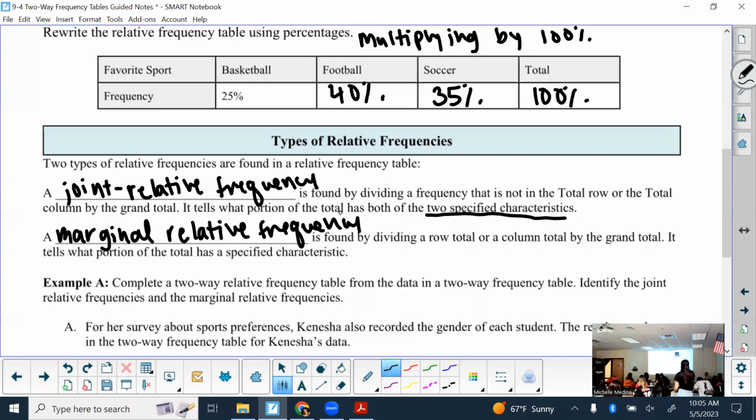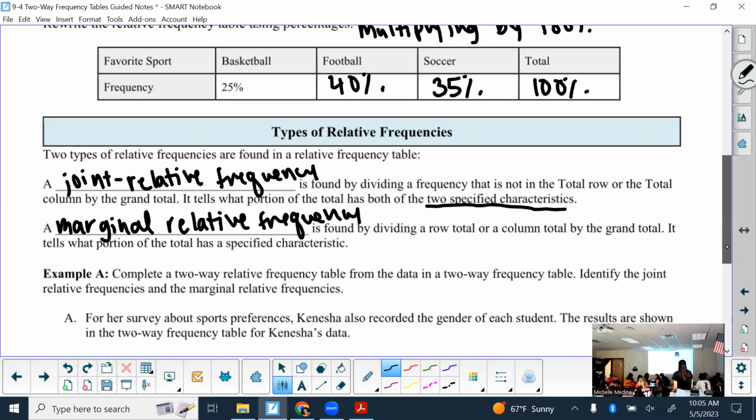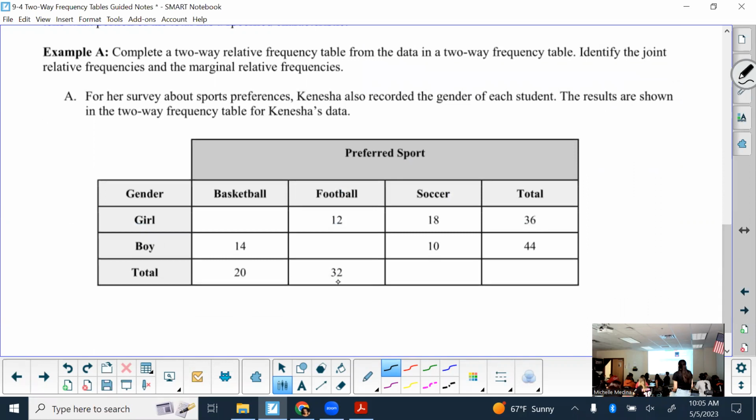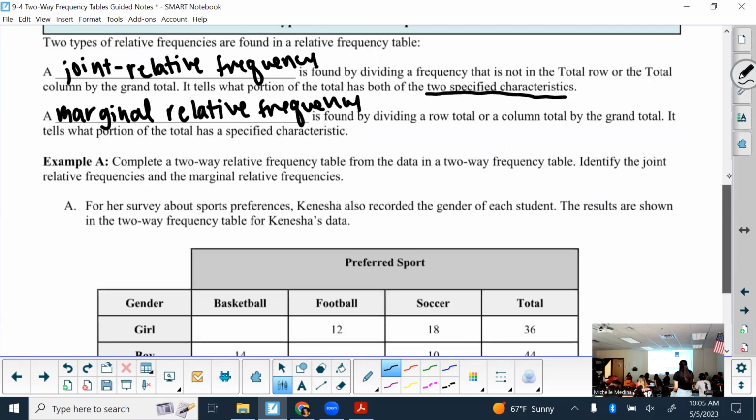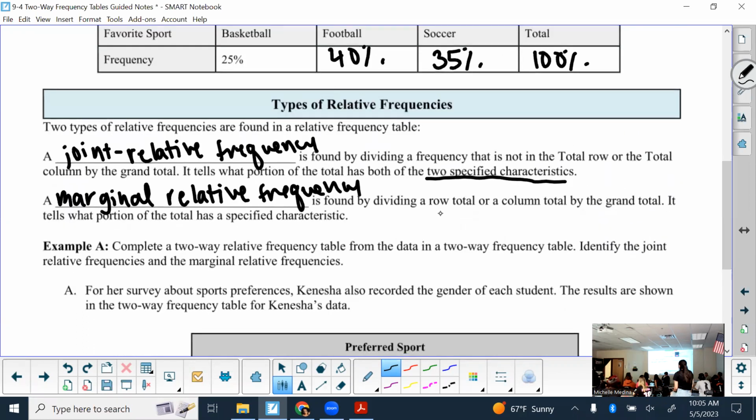Marginal relative frequency, I think of margins, like on your paper, it's like the edge of your paper. This would be the edge of your graph. So at the edge of my table, like here, what's always at the edges? Totals, like for that row or column. So in that case, marginal relative frequency would be when you're dividing your row total or column total by the grand total. And it says that all right here.